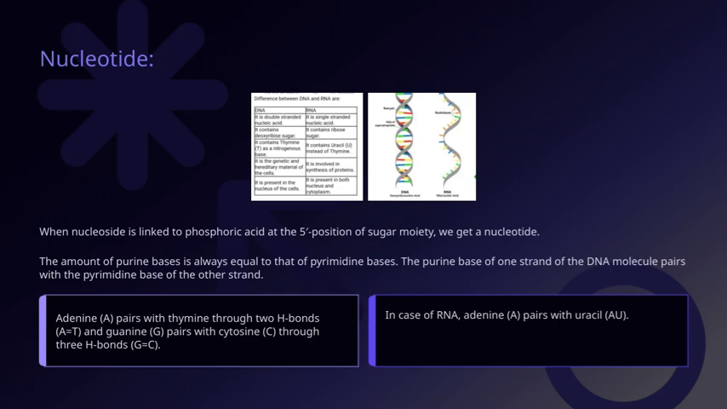Now, shifting gears a little, when a nucleoside links to phosphoric acid at the 5' position of the sugar moiety, we get what's called a nucleotide. This linkage is fundamental because nucleotides are the building blocks of nucleic acids, like DNA and RNA. So, understanding this linkage helps us grasp how genetic information is stored and transferred at the molecular level.